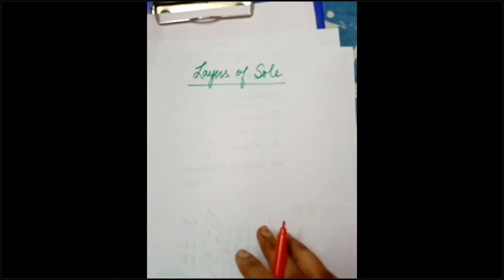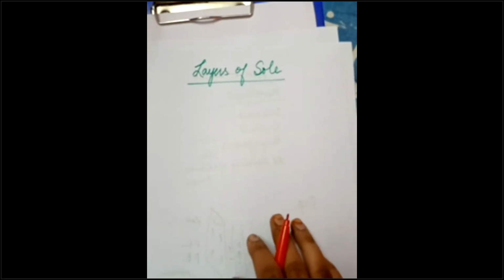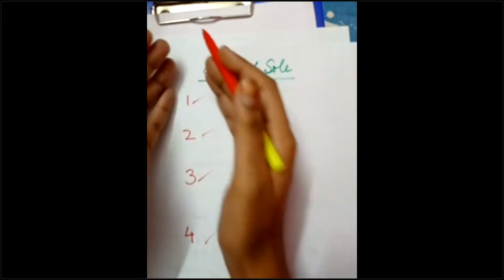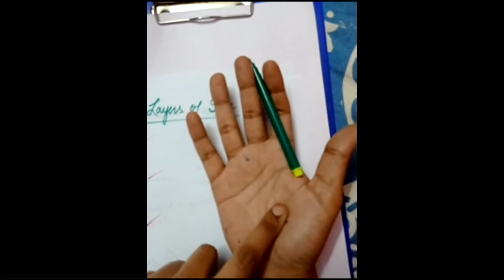Okay. Now moving on to the layers of the sole. You will have four layers. Remember like this: the odd ones are similar, the even ones are similar. 1 and 3 are similar, 2 and 4 are similar. Then I hope you remember, in the hand we have hypothenar and thenar.